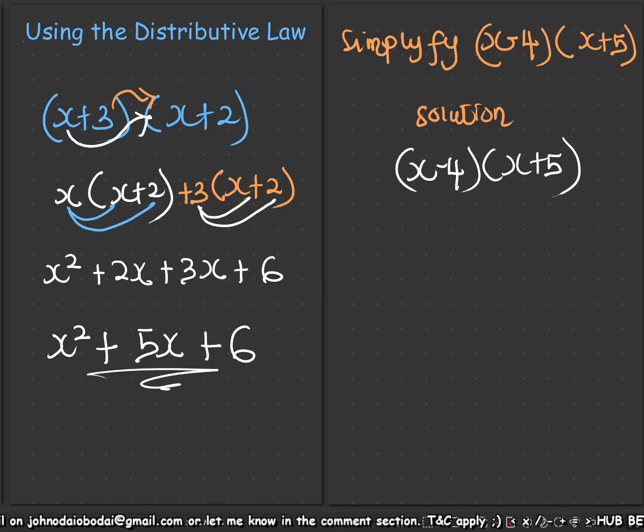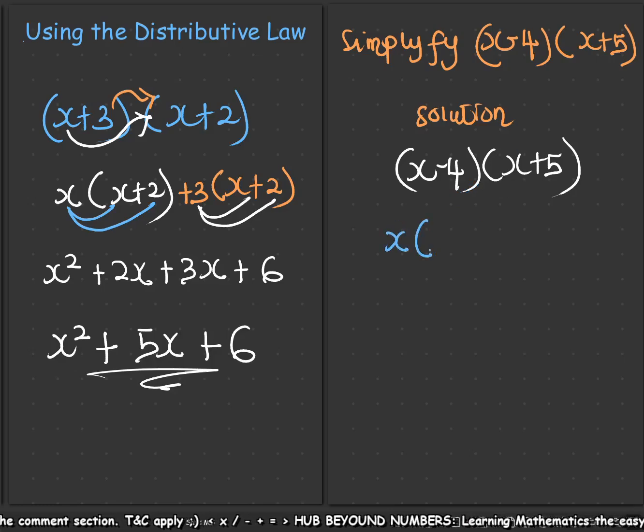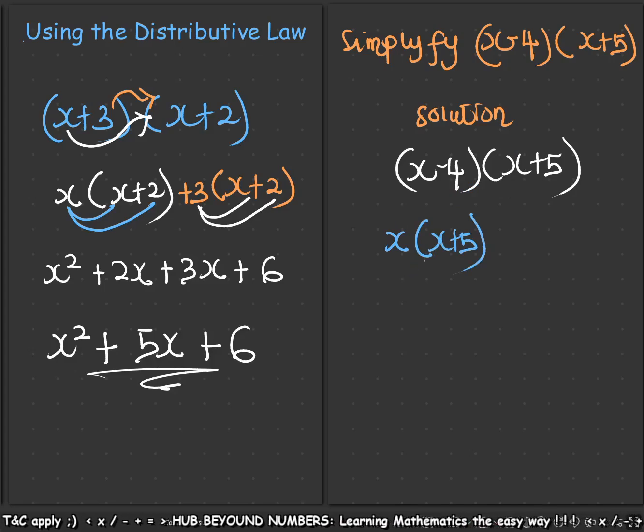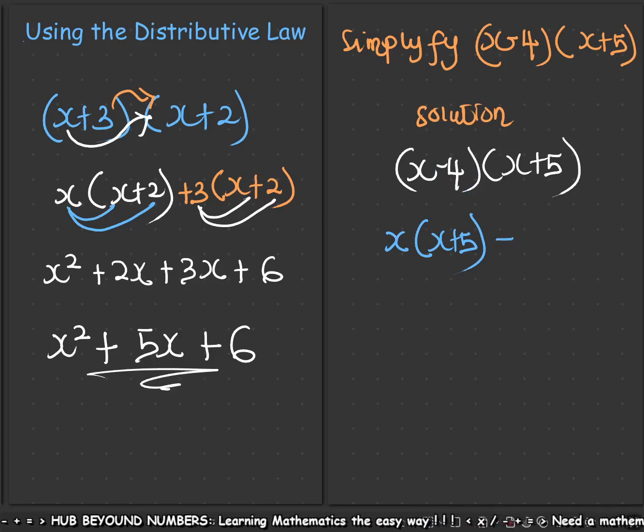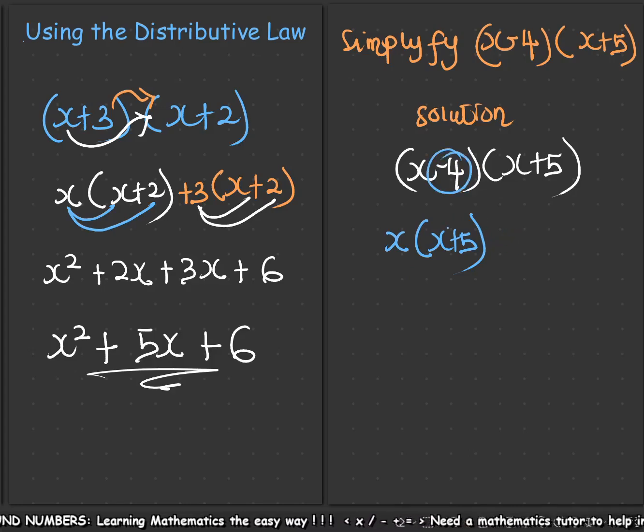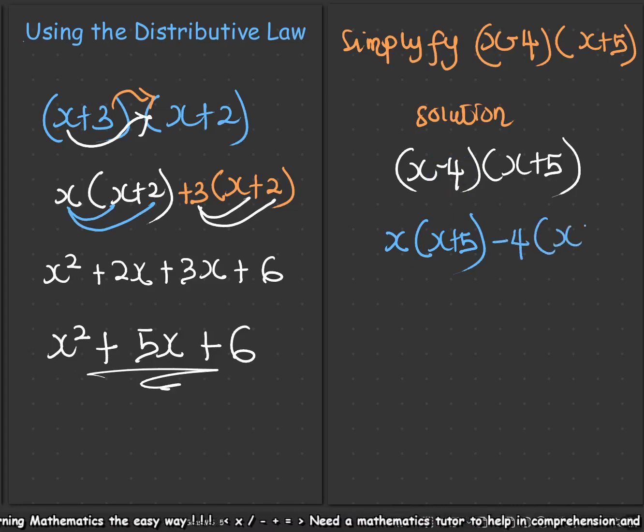So for the first one, as I pointed out, you have your x multiplying this whole bracket here. If we do that, we are going to get an x, then into bracket, x plus 5. That is done for the x. Then the next term, which is a positive 4, sorry, which is a negative 4. So negative 4 into bracket x plus 5.